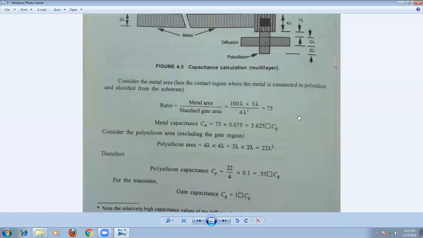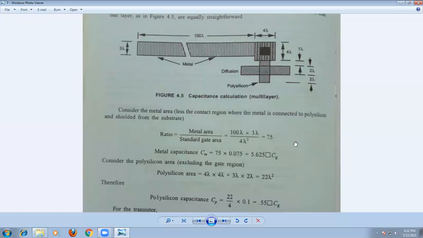Consider the polysilicon area. While considering the polysilicon area, we can exclude the gate area, because it is a combination of diffusion and polysilicon. So we require only the gate area, but there is no need to consider the contact here. Okay, there is no contact, but a contact will exist, so consider this area also. This length also.